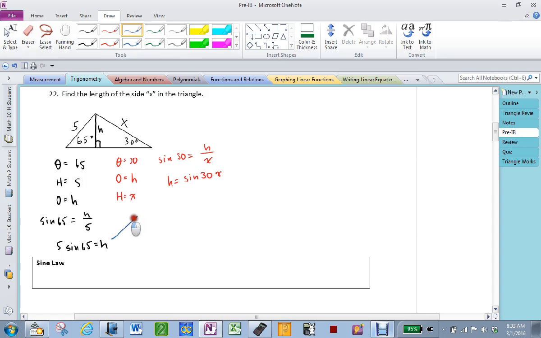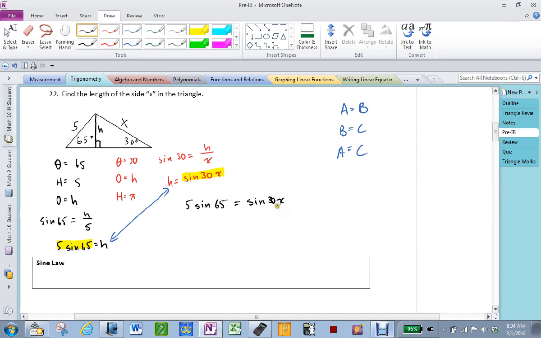Now, what do you notice here? They both equal h, don't they? So follow my logic. If A equals B and B equals C, then what do I know about A and C? They both equal B. They're equal, right? So if this equals h and this equals h, then what do I know about that and that? They're the same, aren't they? So could I not write it as 5 sine 65 equals sine 30x? Is that fair? Everybody follows my logic here, don't they?